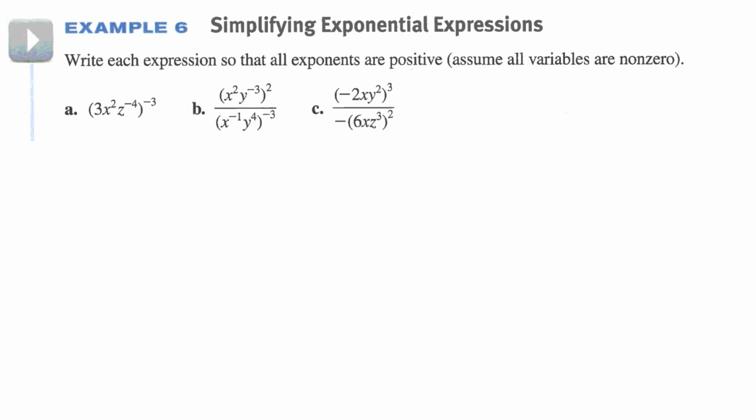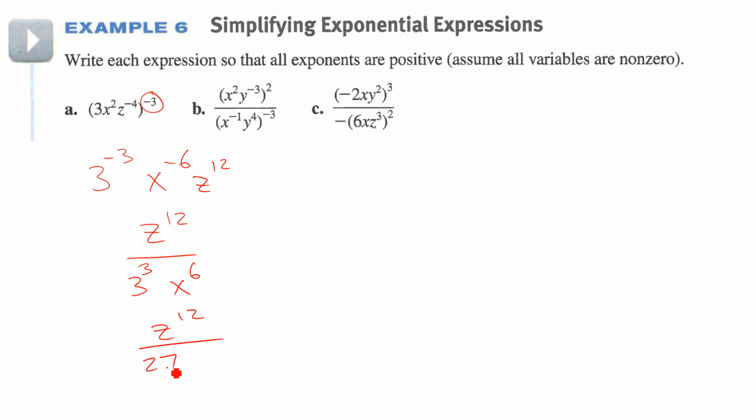Okay. All right, so let's write an expression so all exponents are positive. That means any negative powers, we need to bring it either to the top or the bottom. So here, let's distribute. We'll have 3 to the negative 3, x to the negative 6, and y to the negative times the negative is a positive. Okay, before we even distribute this, what goes where? So, z is on top, 3 is on the bottom, x is on the bottom. And then we can clean up that 3, z to the 12th over 27, x to the 6th.